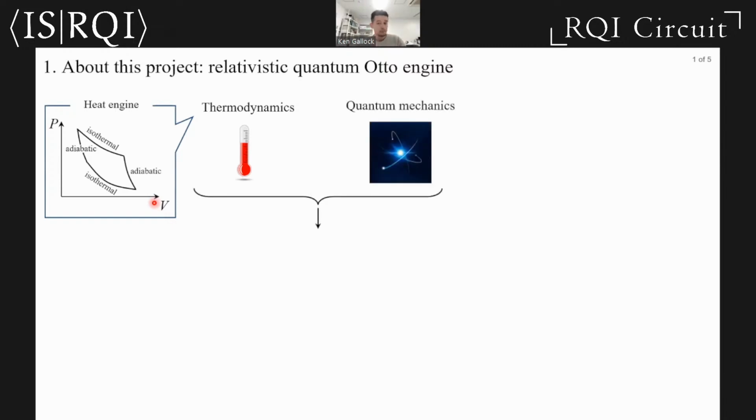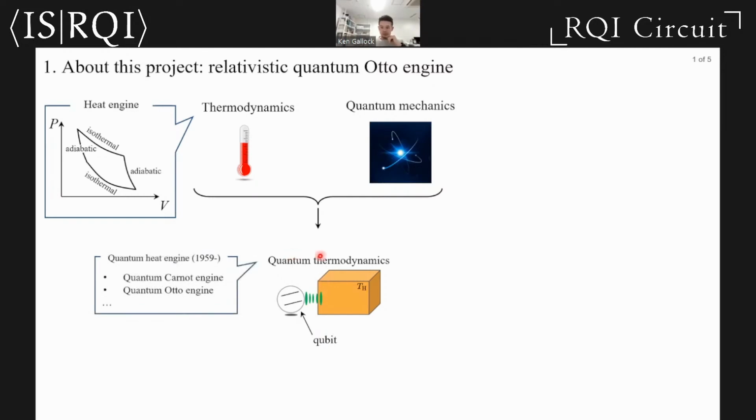Now, in recent years, people are very interested in combining thermodynamics with quantum mechanics. If you do this, you get something called quantum thermodynamics. For example, you have a qubit, and the qubit might be immersed in a thermal bath, and you can examine how the qubit extracts work or exchanges heat with the thermal bath.